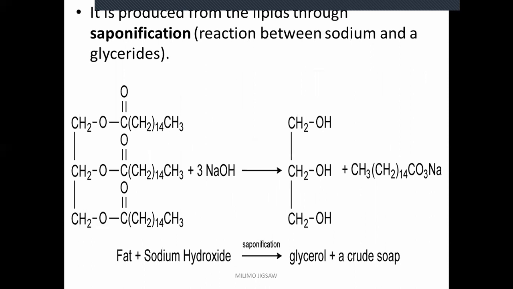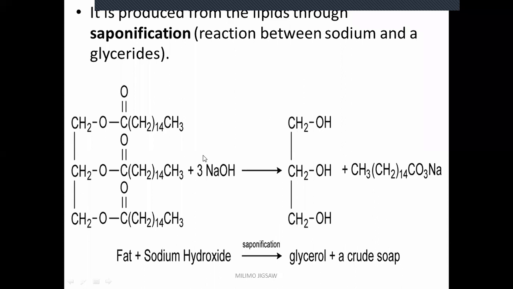Now, how is glycerol produced? Glycerol is produced from lipids through a process known as saponification. So lipids reacting with sodium hydroxide. Remember, this is a lipid, this is a triglyceride. So you have the part of the glycerol molecule, and you have the part of the fat acid side.